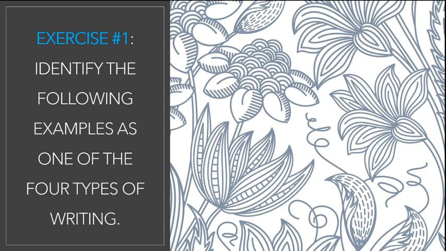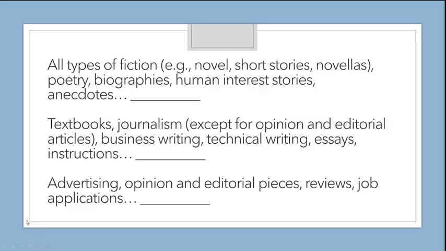So exercise number 1 is for you to identify the following examples as one of the 4 types of writing. So here we have these examples, and you have to tell me that these are examples of what? Are they examples of expository, narrative, persuasive, or descriptive writing? Okay? There's only three exercises, okay? All right, so you're going to write in the paper exercise 1, and then you're going to write the 3 answers, okay?